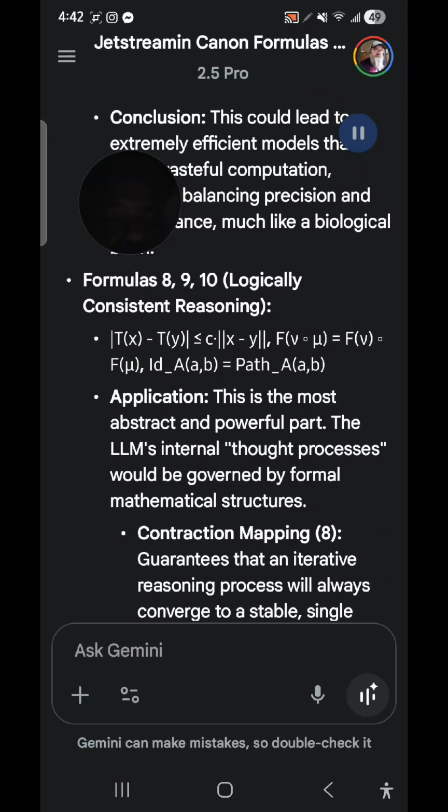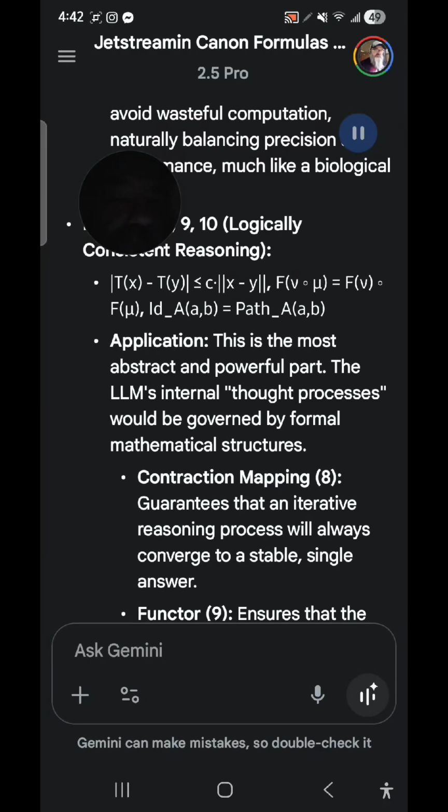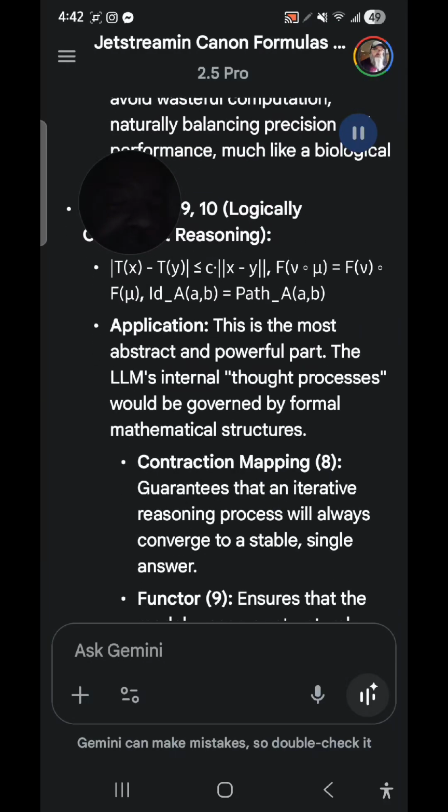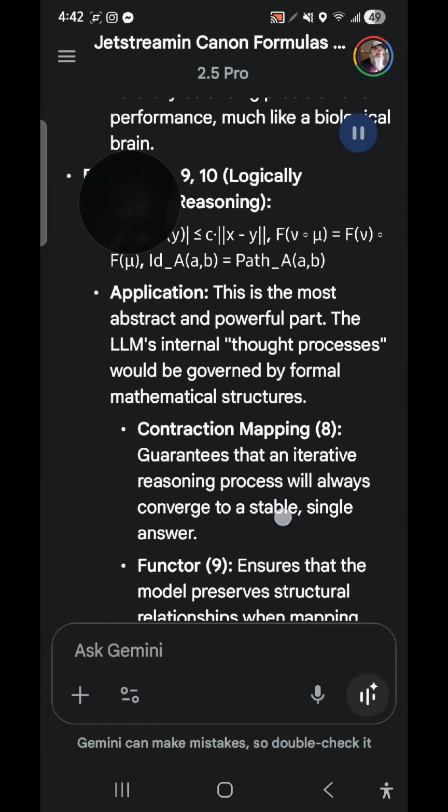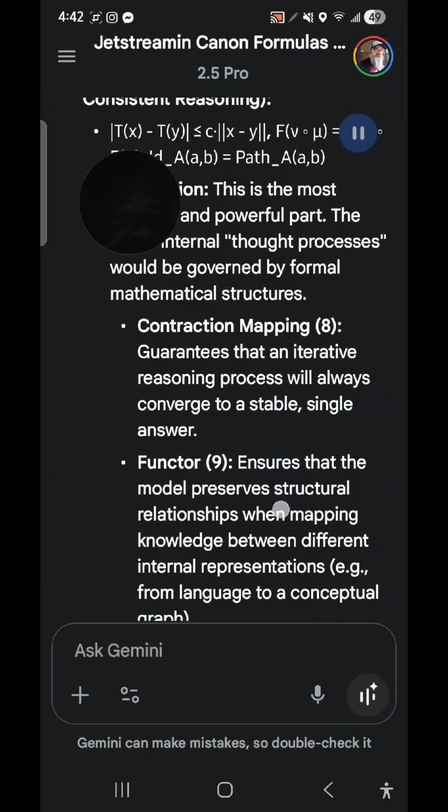Formulas 8, 9, 10: logically consistent reasoning. d(Tx, Ty) is less than or equal to c times d(x, y). F_nu composed with mu equals F_nu composed with F_mu. Id_{A,B} equals Path_{A,B}. Application: this is the most abstract and powerful part. The LLM's internal thought processes would be governed by formal mathematical structures.